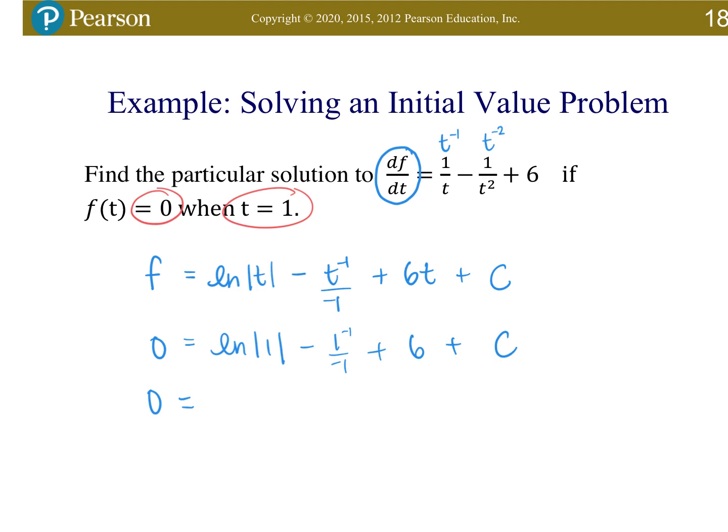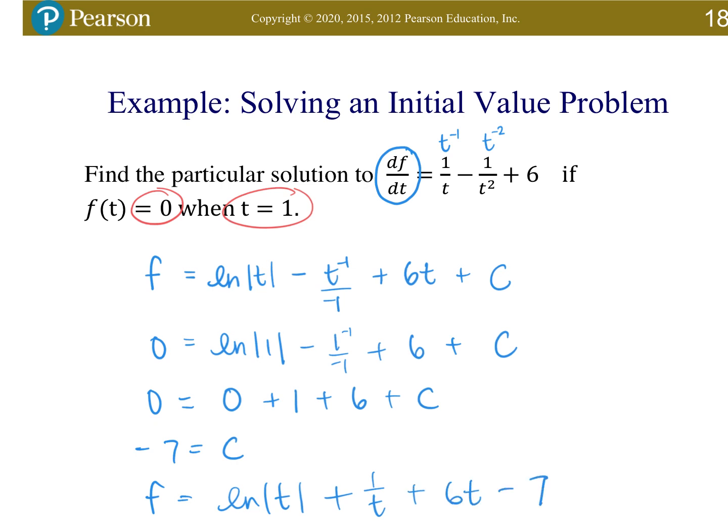0. Think about your graph of a natural log and where it crosses the x-axis. And then plus 1 and plus 6 and plus c. So what does c have to be? Negative 7, right? So my answer is f equals the natural log of the absolute value of t plus, because 2 negatives make a positive, 1 over t, plus 6t minus 7. And that's the end.